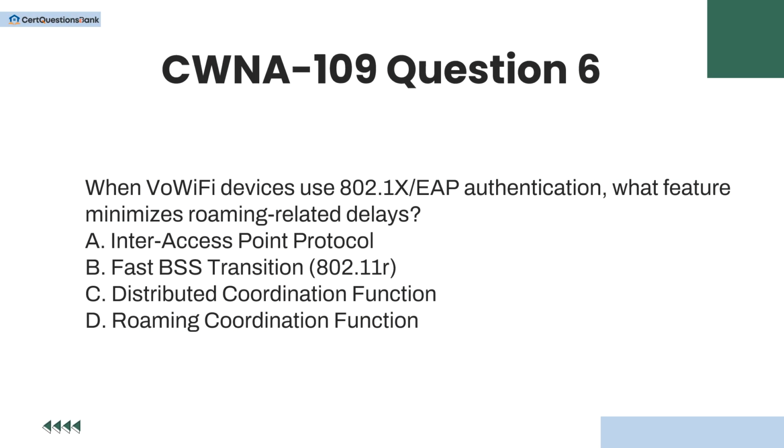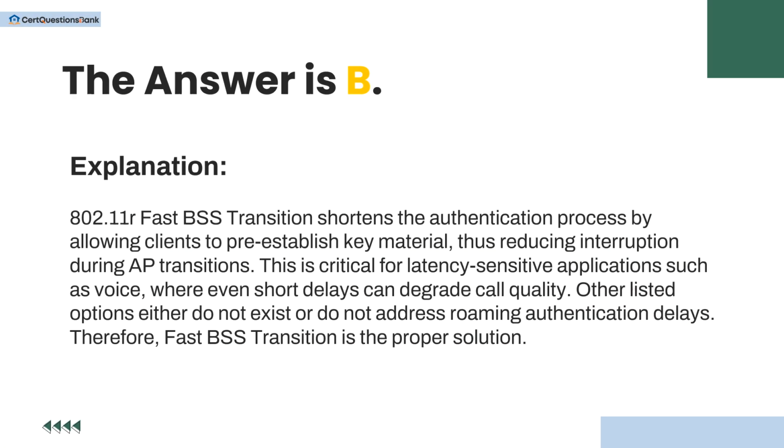When VoE Wi-Fi devices use 802.1X EAP authentication, what feature minimizes roaming-related delays? A. Inter-access point protocol. B. Fast BSS transition, 802.11r. C. Distributed coordination function. D. Roaming coordination function. The answer is B.